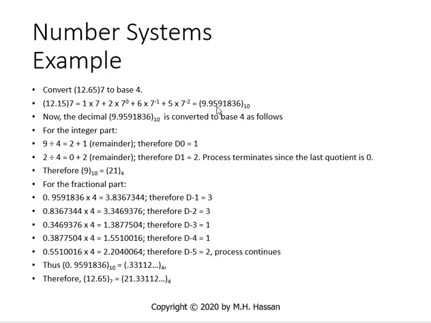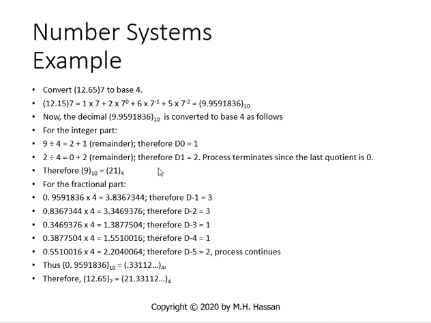Now, once we have a decimal, we can convert the decimal to base 4 easily by applying the rule. We will take the integer part, which is 9, and divide it by the base b2, which is the base we seek, base 4. So 9 divided by 4 will be 2 plus remainder 1. Therefore, d0 will be equal to 1. We'll take 2 divided by 4, it will get 0, the process will terminate, and the remainder is 2, so d1 will be 2. So therefore, 9 decimal is equivalent to 21 to the base 4.